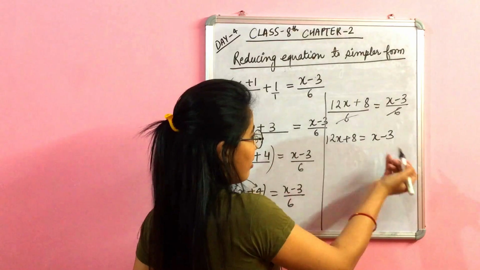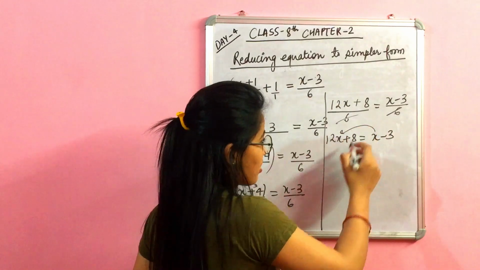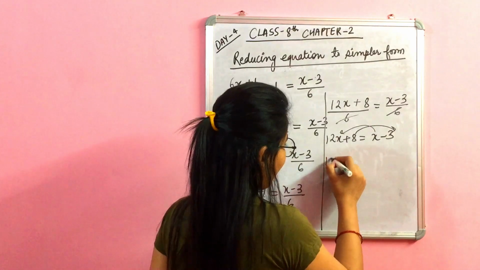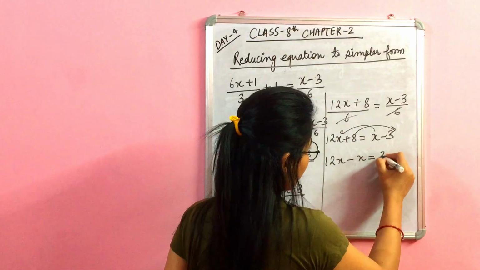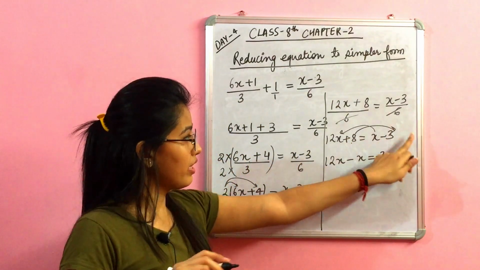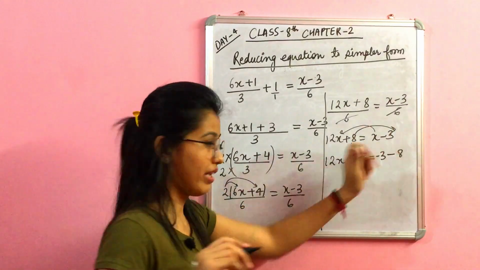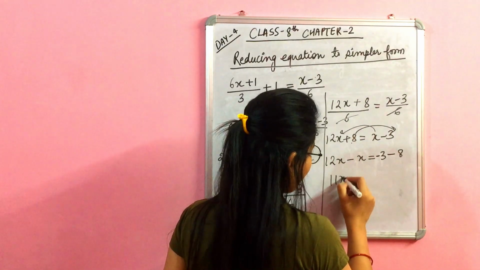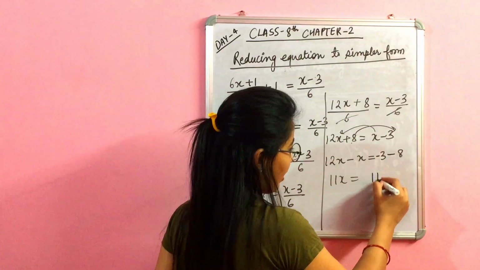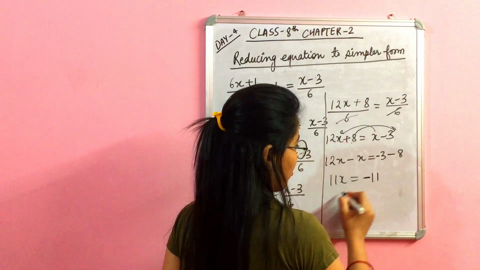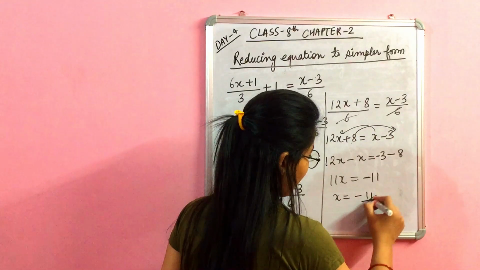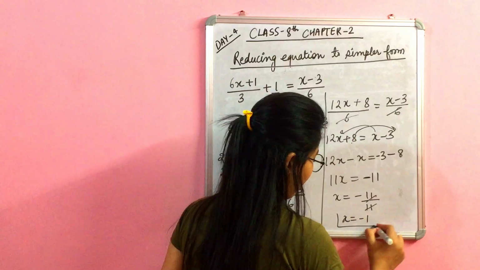We can just transpose this x to LHS and transpose this constant term to RHS. So I can write 12x minus x is equal to minus 3 minus 8. This is plus 8, it will become minus 8. So this will be 11x is equal to minus minus plus. So 8 plus 3 will be 11 and the sign will be of the greater number. So this is minus 11. Now we can find out the value of x as well. This will cancel out. x is equal to minus 1.